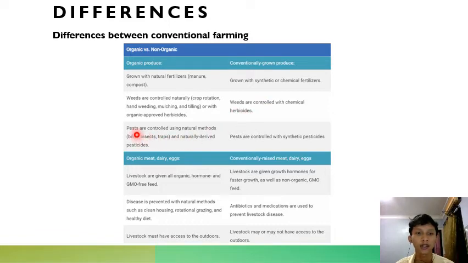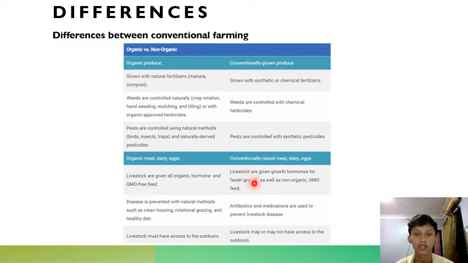In organic, pests are controlled using natural methods such as birds, insects, and traps, and naturally derived pesticides. In conventional, pests are controlled with synthetic pesticides. For organic meat, dairy, and eggs, the livestock are given all organic food, with no hormone injection, and the feed is GMO-free. GMO stands for genetically modified organism.